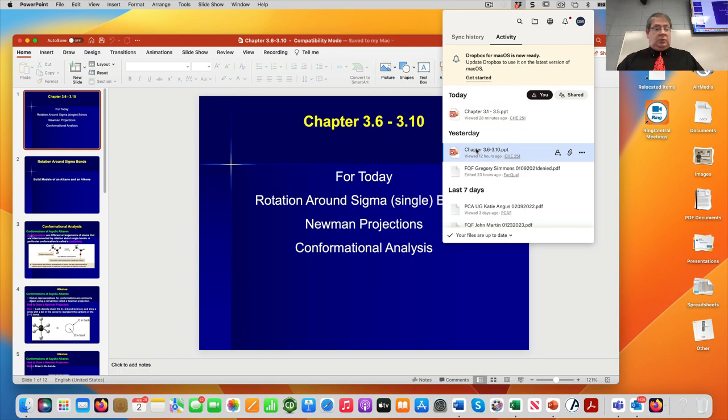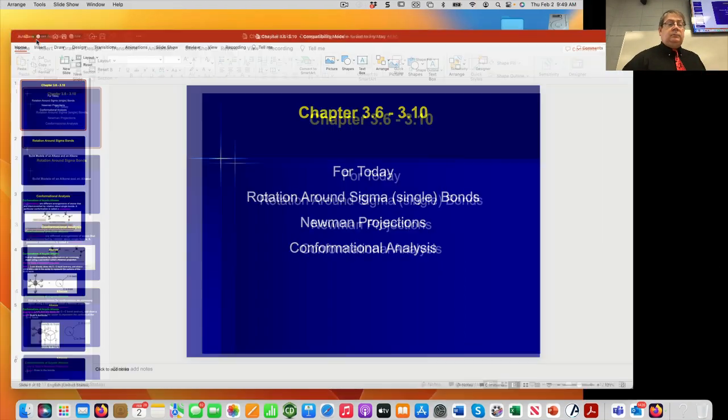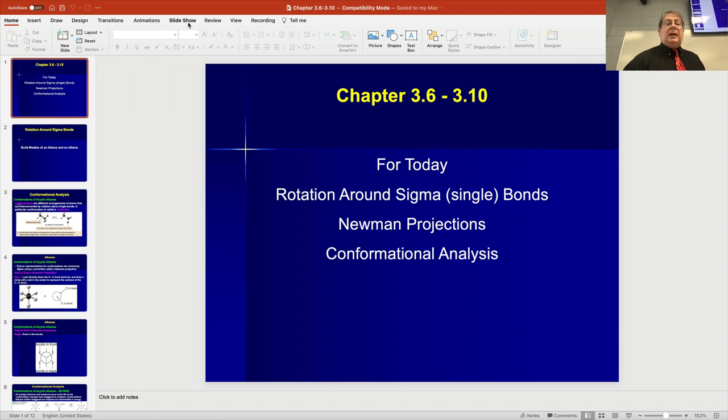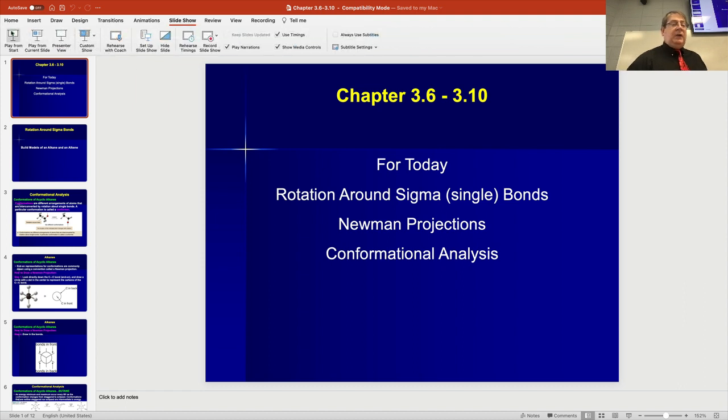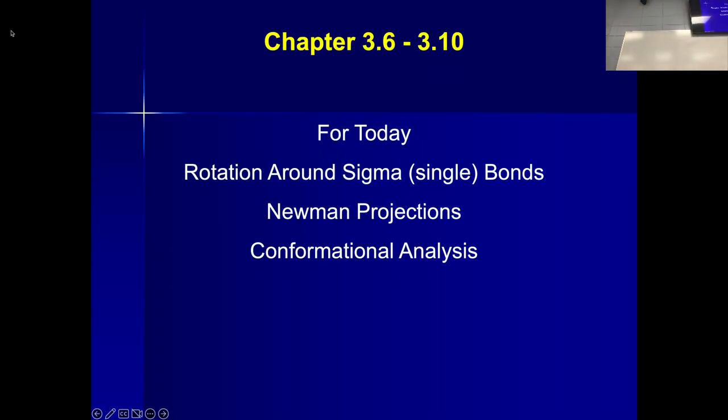Let's jump into what we need to talk about today. We're going to play with our models quite a bit today, so go ahead and get those out if you got them. So today we're going to talk about rotation around single bonds. Single bonds are also called sigma bonds. We're going to talk about this thing called Newman projections, and we're going to introduce you to something called conformational analysis.